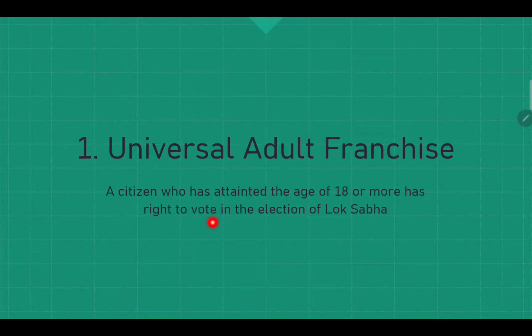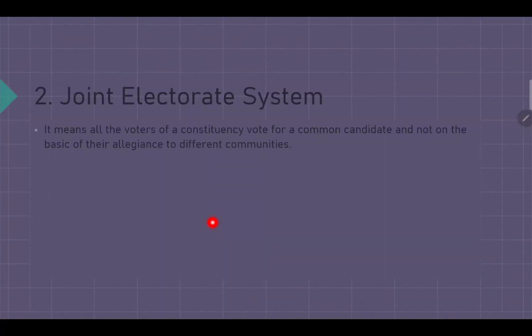So universal adult franchise, what does this universal adult franchise mean? UAF means a citizen who has attained the age of 18 or more has the right to vote in the election of Lok Sabha. Who has a right to vote in an election? The universal adult franchise says that any person who is 18 and above is eligible to vote in Lok Sabha election.